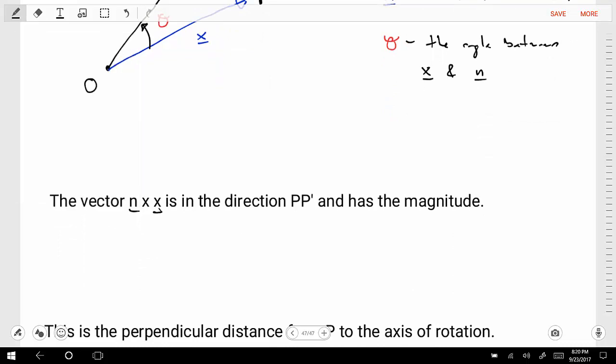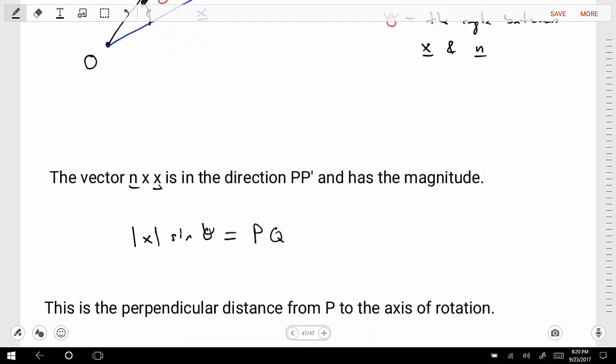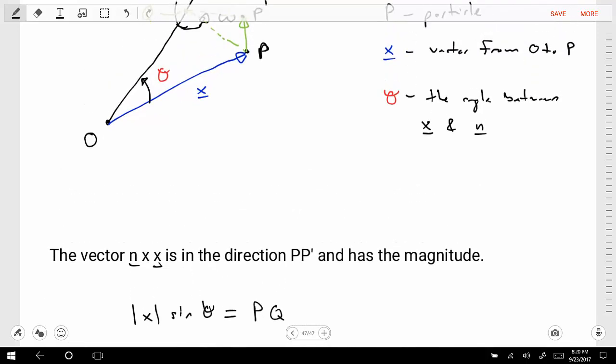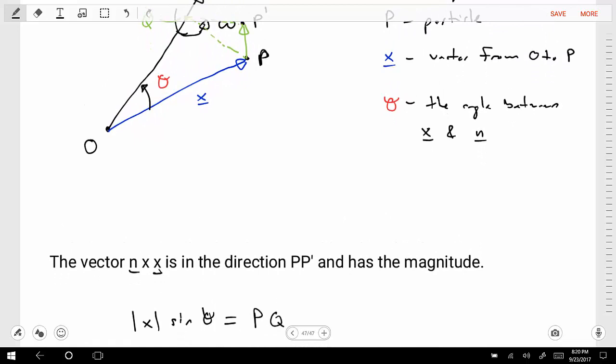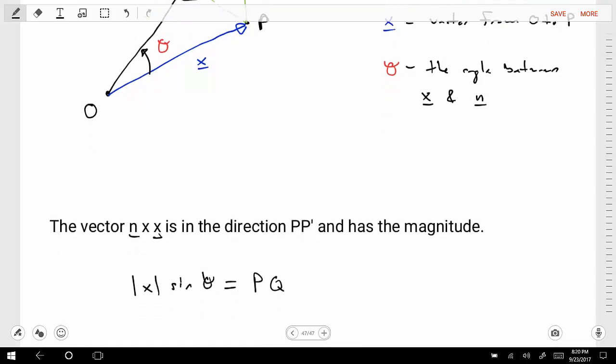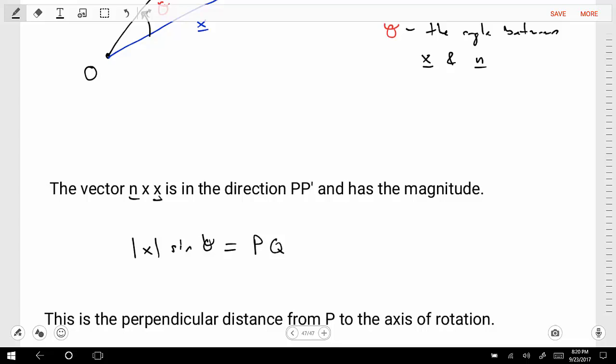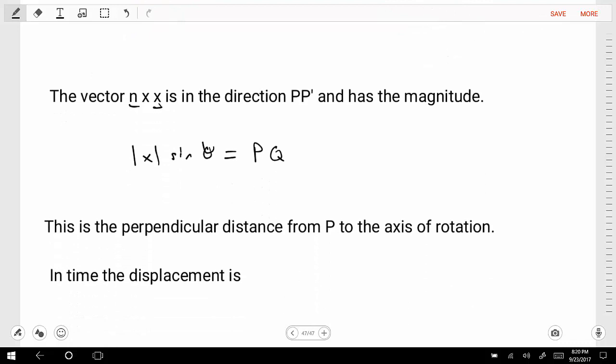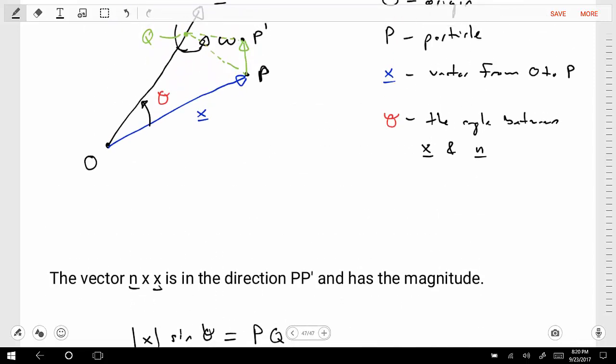Because n is a unit direction vector, so its magnitude is equal to 1, it'll actually be the magnitude of x times sine of theta. It'll be equal to the magnitude of PQ, right? Where P is the magnitude of the x vector, and Q is the magnitude of the projection on the normal direction vector. So in essence, this is the perpendicular distance from P to the axes of rotation, right? And remember, we're using our right-hand rule. And using our right-hand rule, we know that we're going to be going back into the page, right?